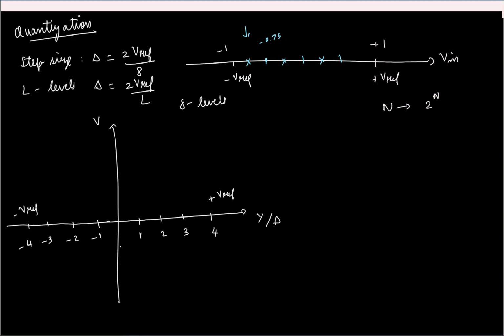Delta by 2, so 0.5. So let's say I round it off to 0.5, which is say here. Similarly, on the negative side, 0 to minus 1, I round it off to minus half. And then I'll do that for all amplitudes, right?